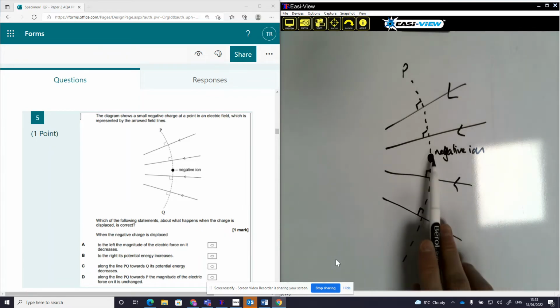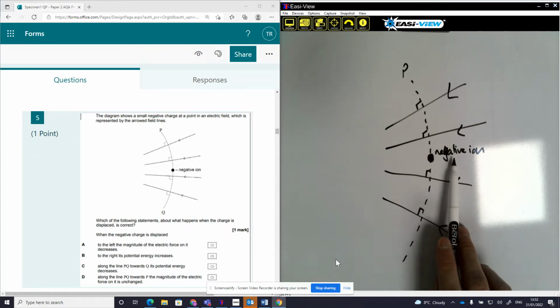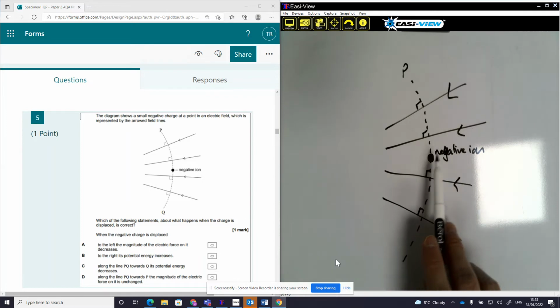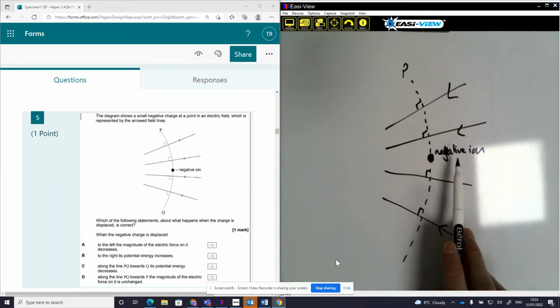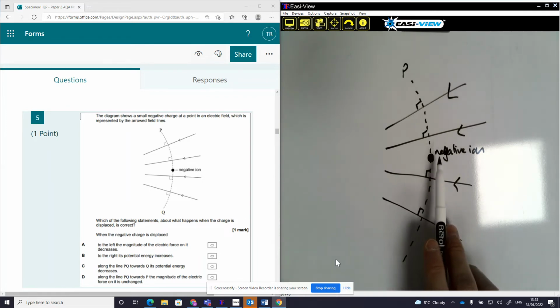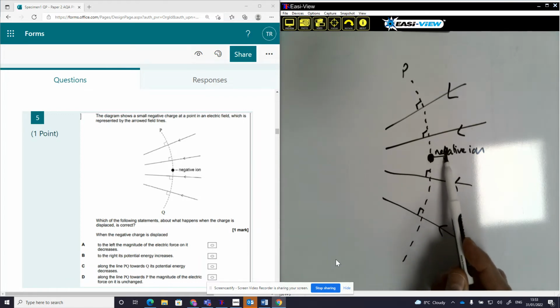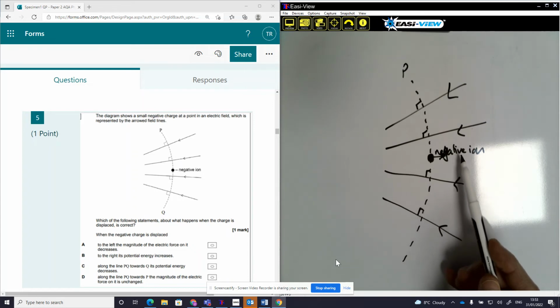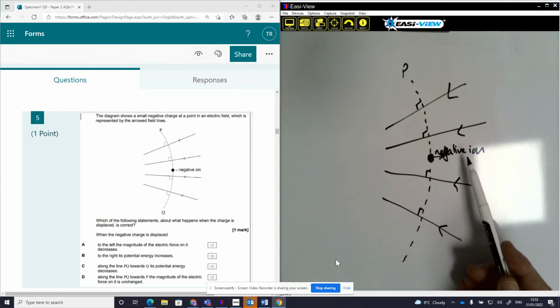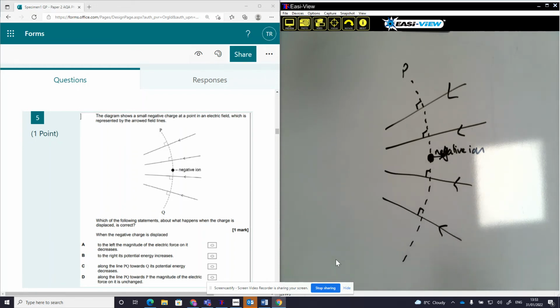To the right, its potential energy increases. Now, if it was a positive charge and you moved it to the right, you are doing work against the field. So yes, its potential energy would increase, but it's not. It's a negative ion. So the direction of the force on this is this way anyway. So we're allowing the field to do work on it. So its potential energy decreases, and that would result in it getting faster. So actually, that's not correct either.